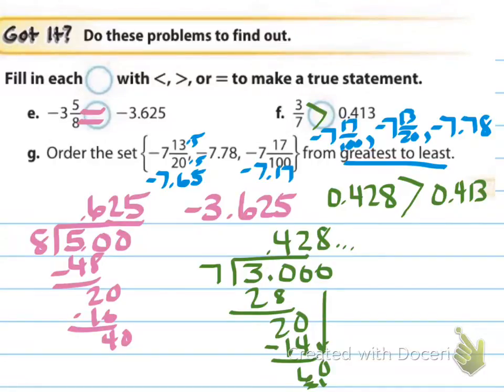All right, for E, I had to do top dog in the doghouse, and I found that it was going to be negative 3.625, which is equal to negative 3.625. So that was equal to.